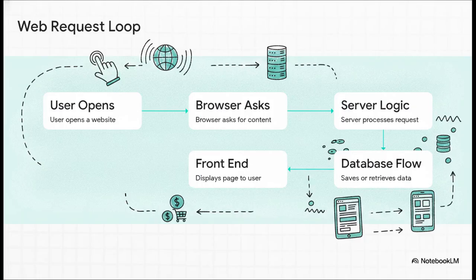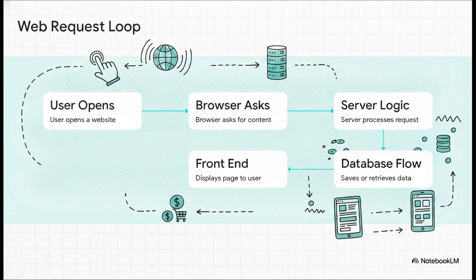And this brilliantly illustrates the fundamental flow of the entire internet. This loop right here on screen is the absolute heart of all web development, whether you're talking about a massive site like Amazon or a tiny personal blog. Just imagine you're booking a flight, right? When you click search, your browser asks the server for content. The server processes that request by talking to a database to retrieve the available flight times and prices. And finally, the server responds, and the front end displays that organized list of flights back to you.